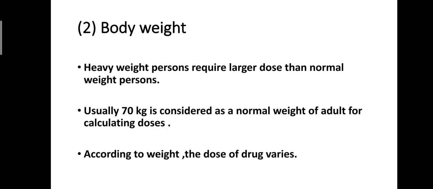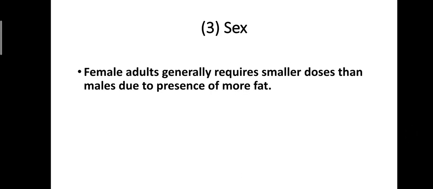Second, body weight. Heavy weight persons require a larger dose than normal weight persons. Usually 70 kg is considered the normal weight of an adult for calculating doses. According to weight, the dose of drug varies. If your weight is less, then your dose of drug is less, and if your weight is high, then your dose is large. Third point, sex. Female adults generally require smaller doses than males due to the presence of more fats.